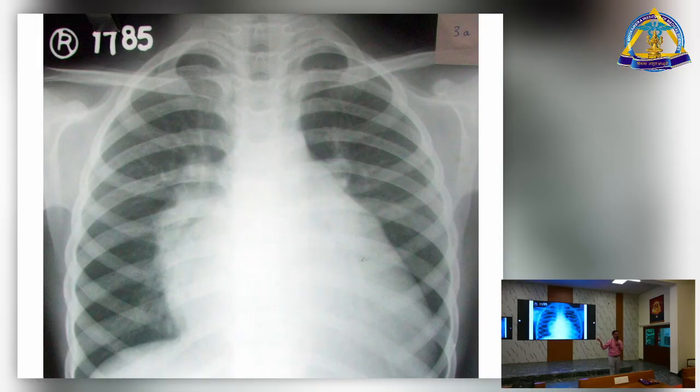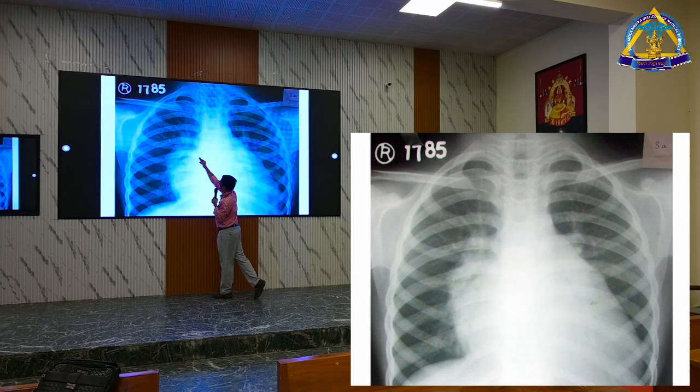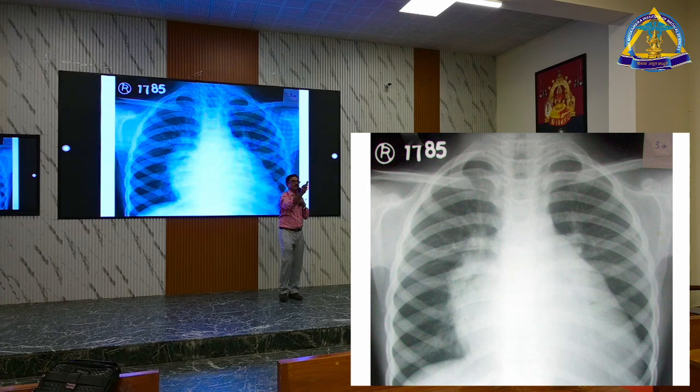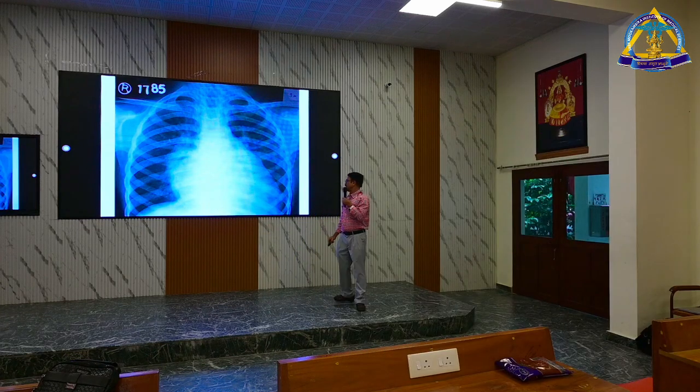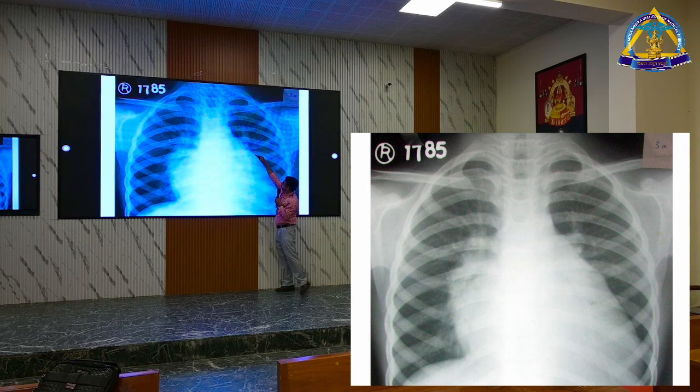So what about the ECG, X-ray? In the X-ray there will be cardiomegaly. And why is the right atrium also getting enlarged? Because of pulmonary arterial hypertension. And what is this bulge along the left border?